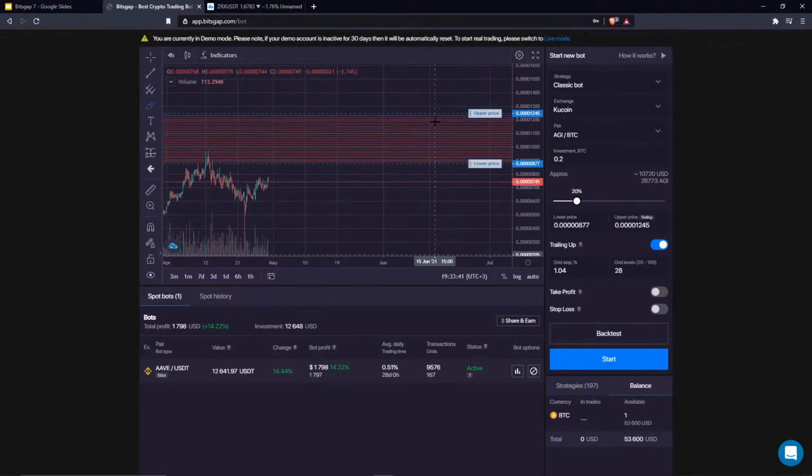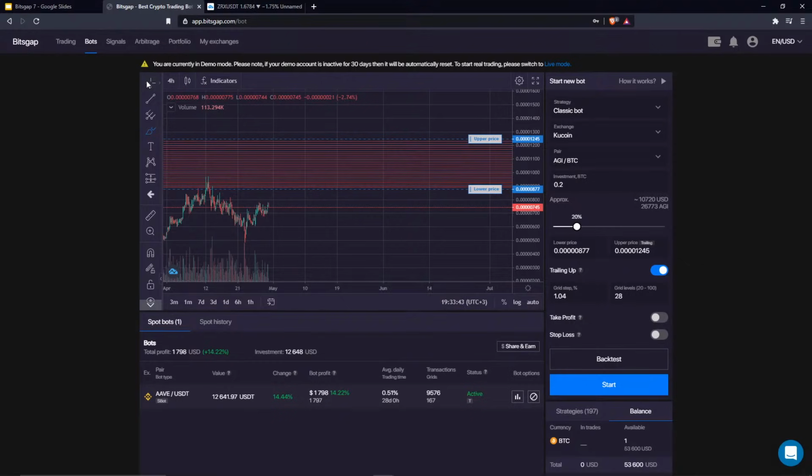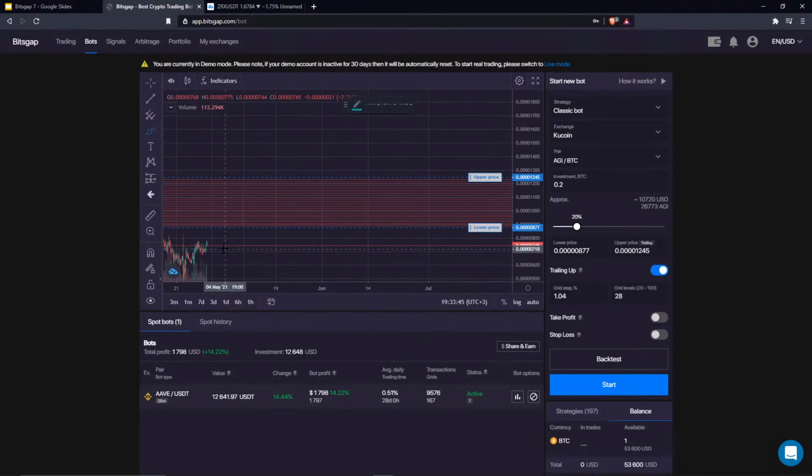Okay, so the ultimate configuration: if you think the price will move like this, that it's going to establish new higher highs, then stick with the classic bot and make sure to enable the trading up.